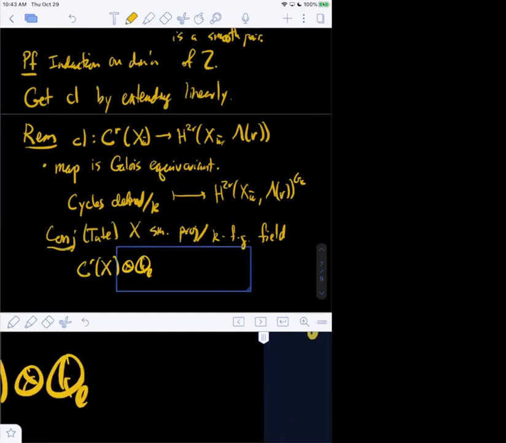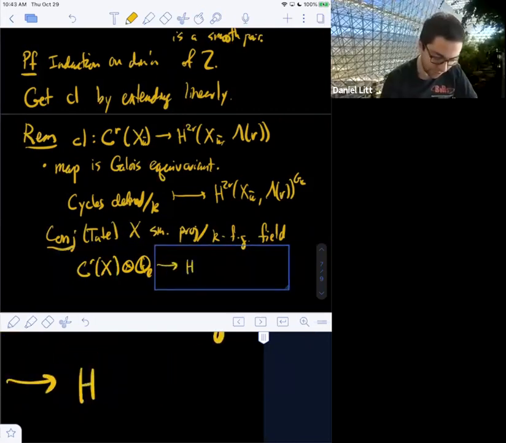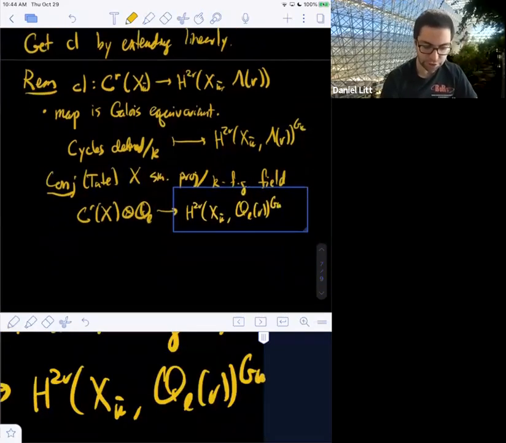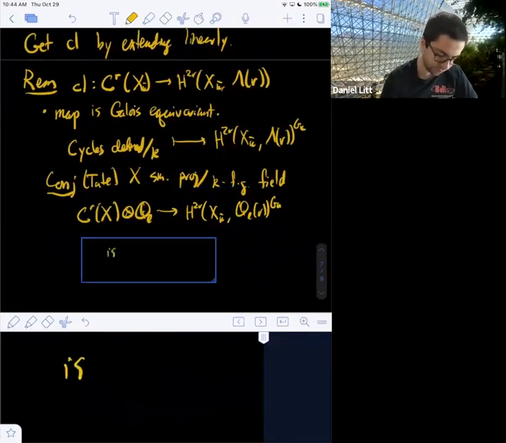So what happens? We have this map from the Q_l twisted by R, and then Galois invariance. So the conjecture is that this is surjective.